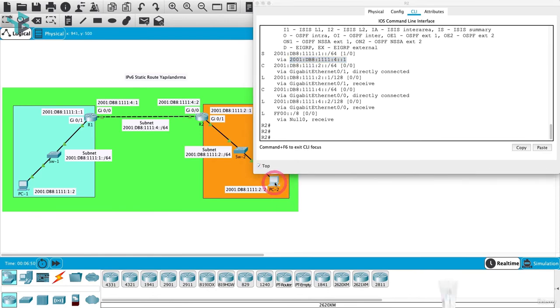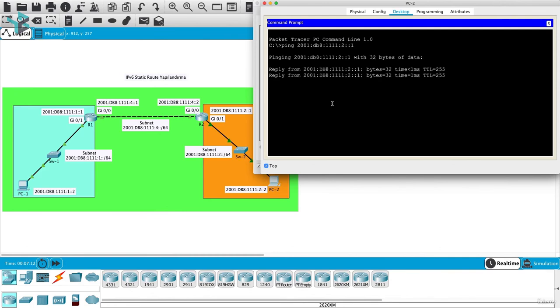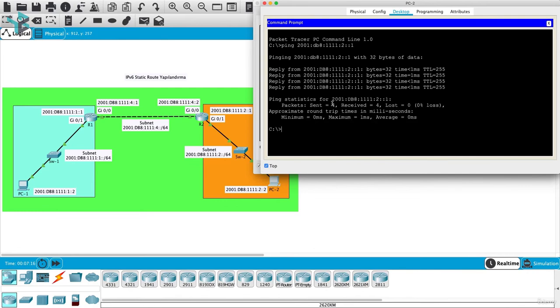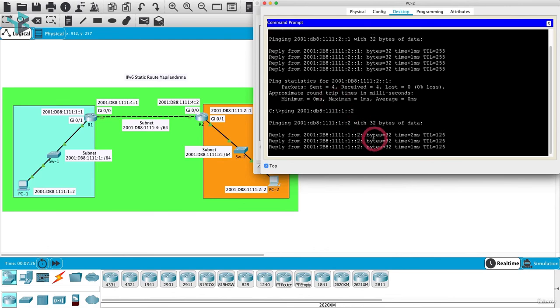Let's open PC2 right away and put it to the test. Let's ping our user here. Let's ping the gateway first, and then we'll ping there. We have access to our gateway. Now let's ping 12:2. Let's ping from subnet 2 to the host in subnet 1. As you can see, our static route is working.